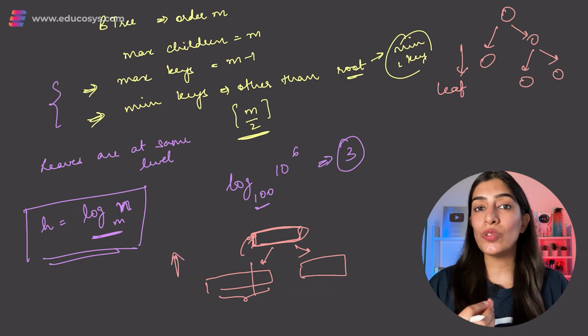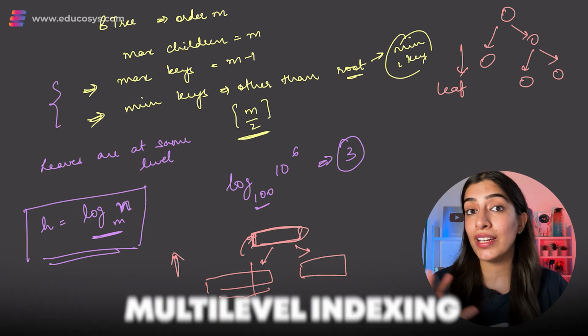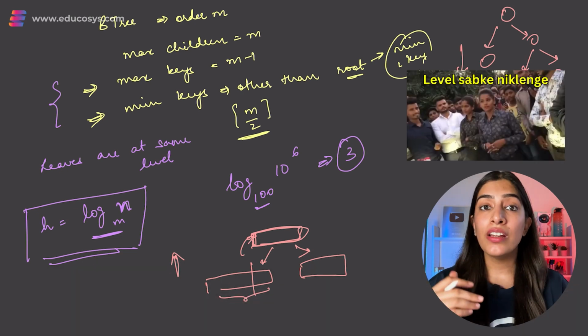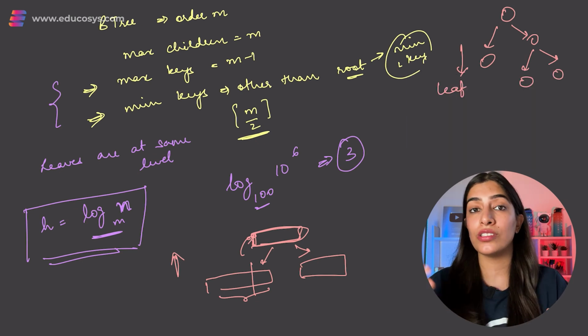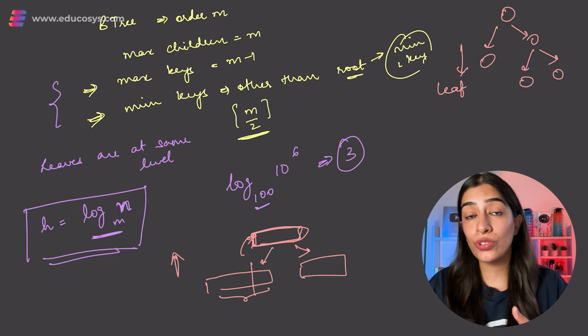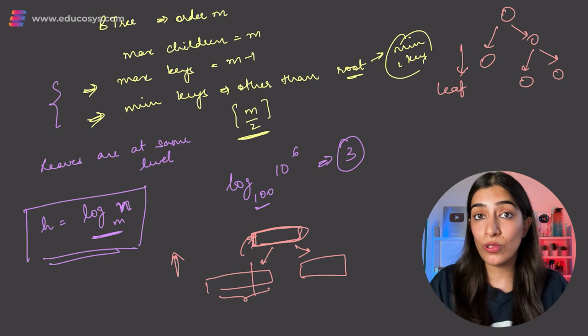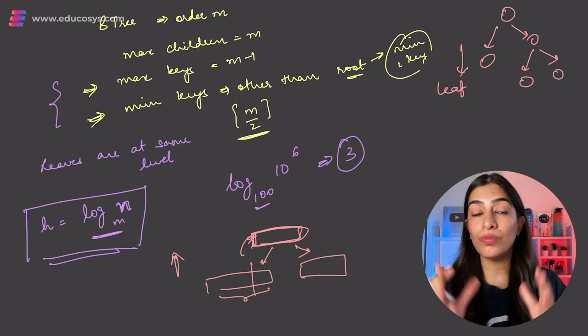Now, why is this so important and why is this so interesting? Because this is very important when it comes to multi-level indexing in databases. How? Today we might have 100 entries in our database, tomorrow we might have 1000, day after tomorrow we might have 1 million. And as the number of entries grow or reduce, we want the level of indexing to change and we shouldn't have to manage that. And that is what BTree does so beautifully.